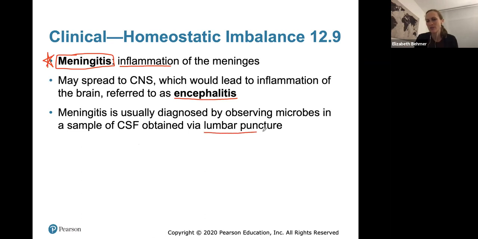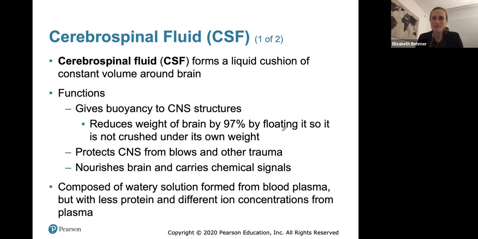So you might have heard of lumbar punctures before. They take a needle to take out some cerebrospinal fluid in the lumbar region of the spinal cord, and they're able to measure levels of microbes in that cerebrospinal fluid for any sort of disease that could be occurring.